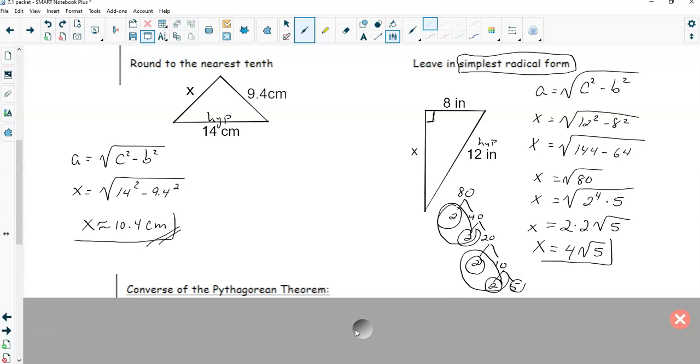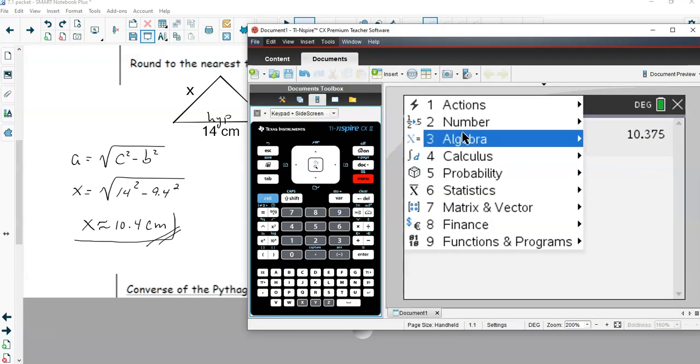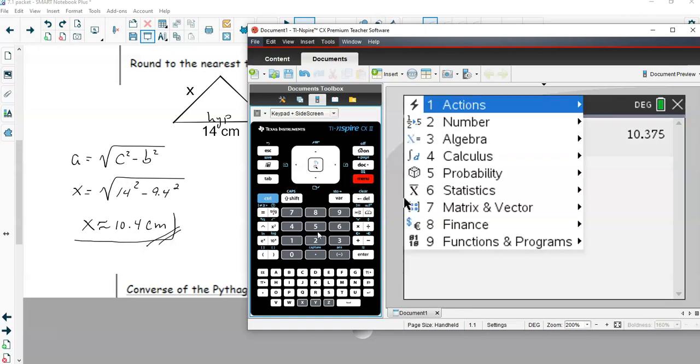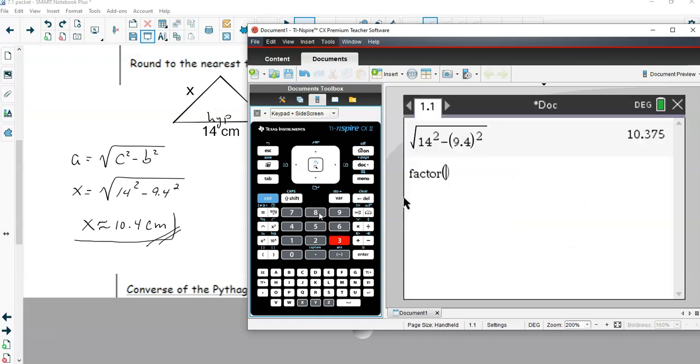Notice, to do this in the calculator, all you have to do is press menu, number 2, right? Oops, let's do it again. Menu, number 2, which is number, and then number 3, which is factor. And then I just put 80, enter.